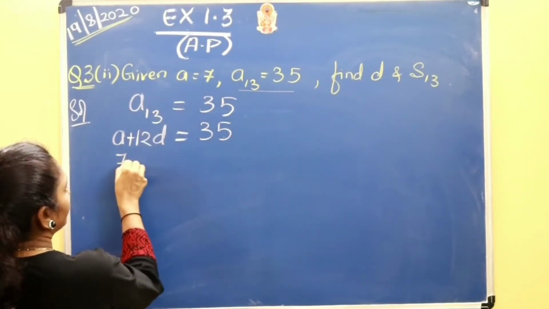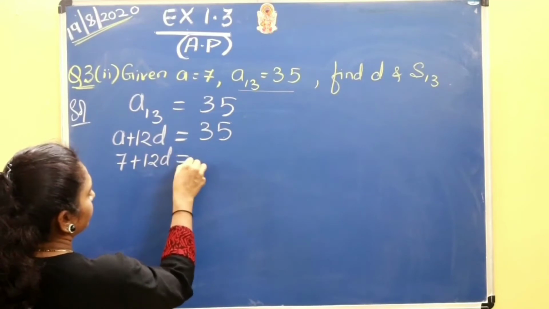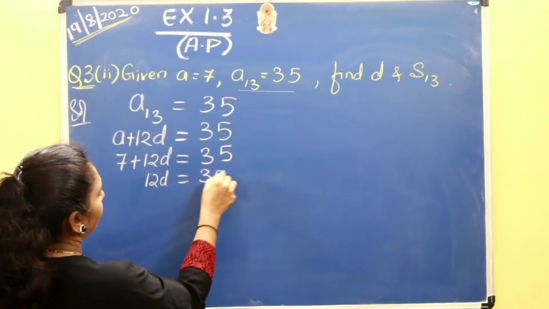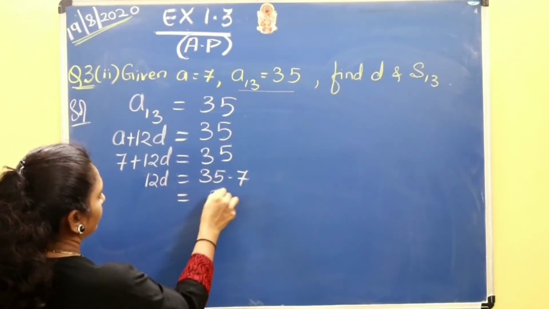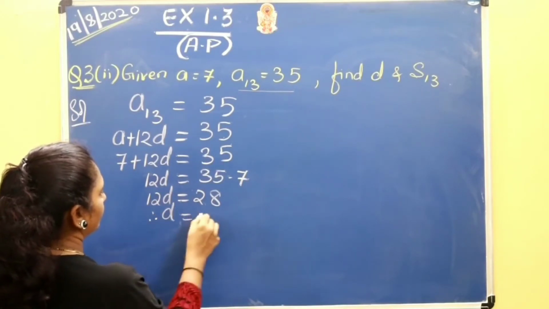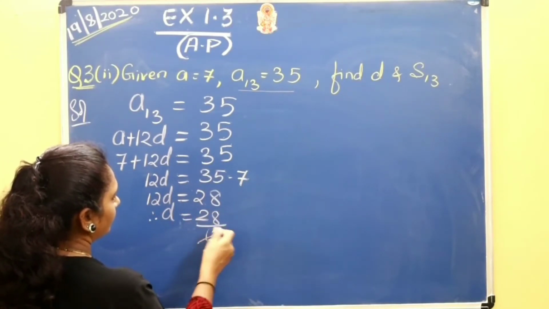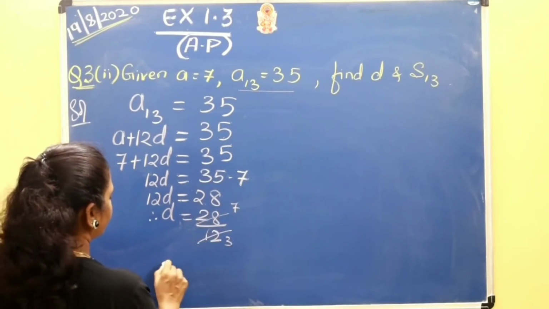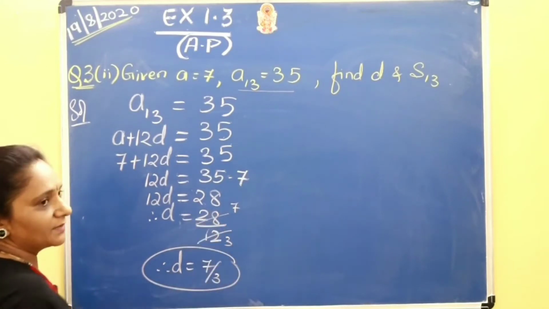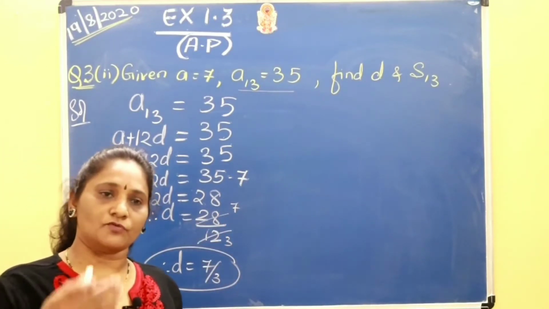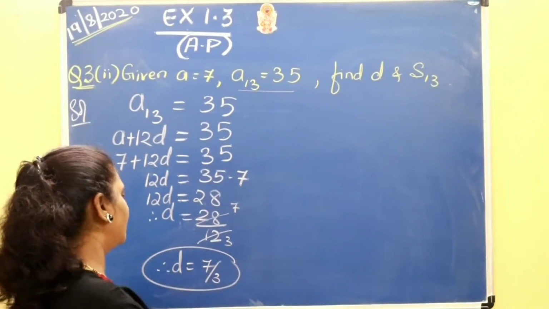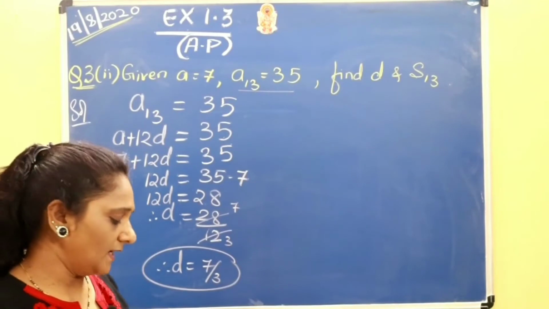You have the a value, substitute it. So 12d will be 35 minus 7. So you will have 28. 12d is equal to 28. Therefore d is equal to 28 divided by 12. 4 7s are 28, 4 3s are 12. So you will have d is equal to 7 by 3. 28 by 12, cancel by 4. So you will have d equal to 7 by 3.